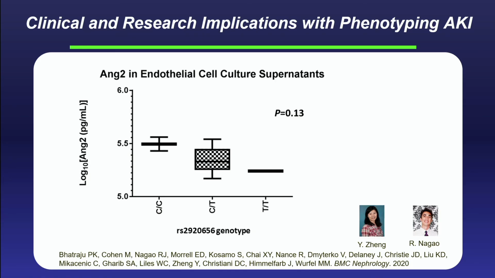Then we did some in vitro assays looking at human microvascular endothelial cells, and found that cells with the T allele, the minor allele, had lower concentrations when we cultured these HMVECs and measured Ang2 concentrations.